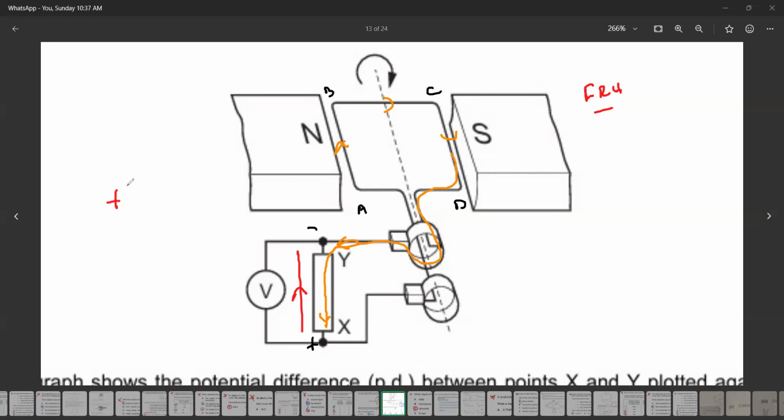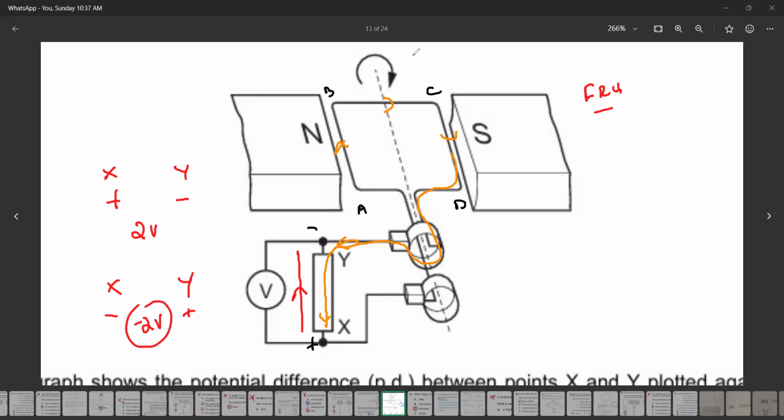Because when X is positive and Y is negative, that voltage we call positive, for example plus 2 volts. But now the direction of the current is from Y to X. So it means Y is positive and X is negative. So what is this voltage? This will be minus 2 volts. So this position represents an opposite voltage, or minus 2 volts.